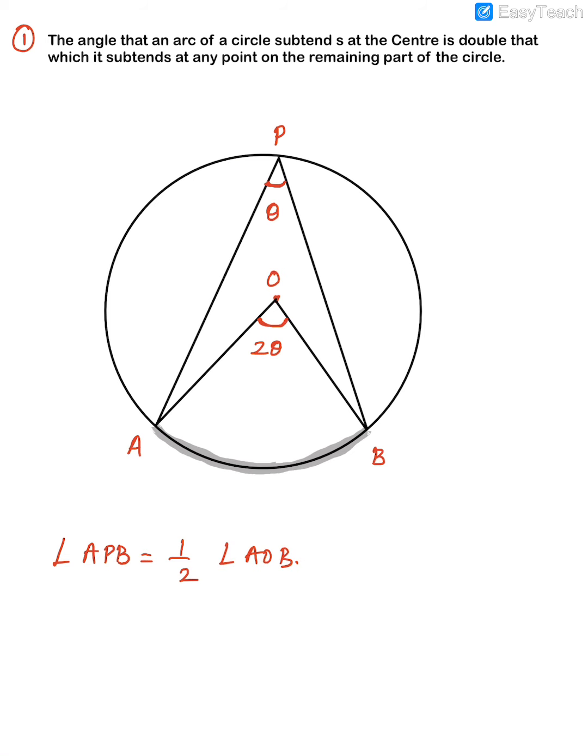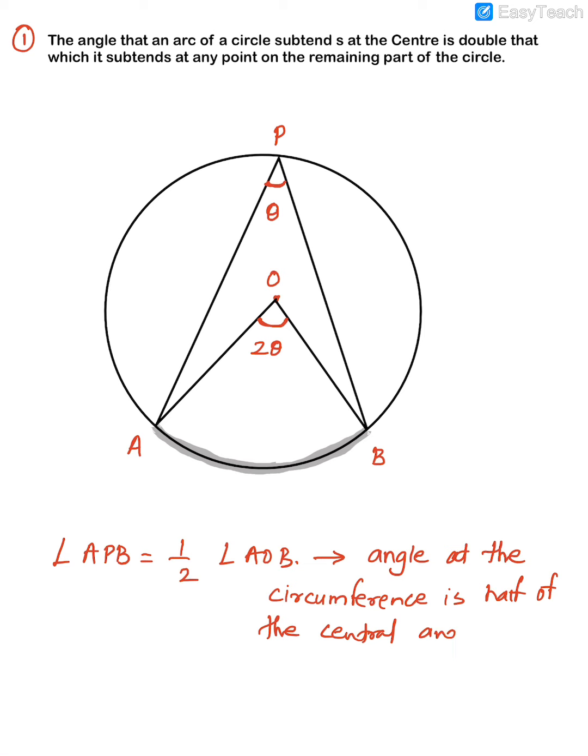That's the theorem, and that's the reason what's written on the top. If you find it difficult, then you can write this in simpler words: the angle at the circumference is half of the central angle. So whatever angle is subtended at the circumference will be half of the central angle. Central angle means the angle at the center. So your angle AOB is the central angle.